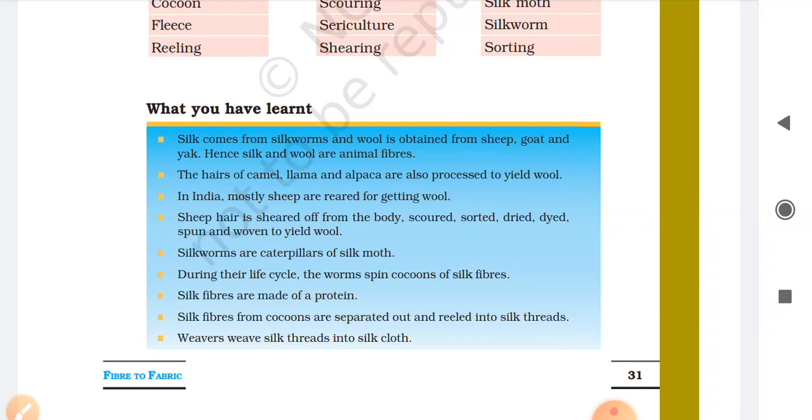Silkworms are caterpillars of a silk moth. During their life cycle, the worms spin cocoons of silk fibers. Silk fibers are made of a protein. Silk fibers from the cocoons are separated out and reeled into silk threads. Weavers weave silk threads into silk cloth.